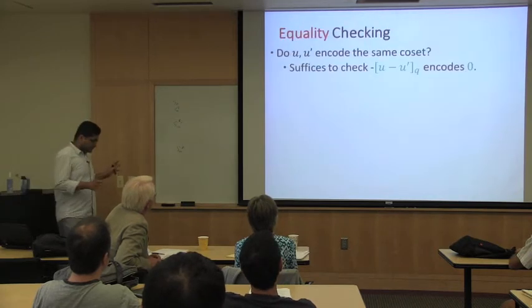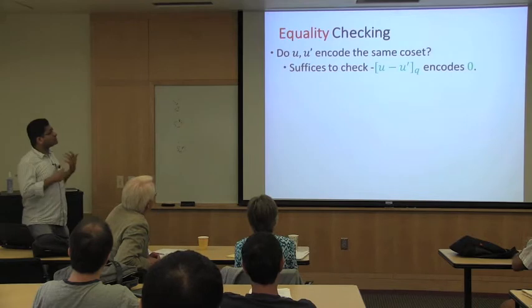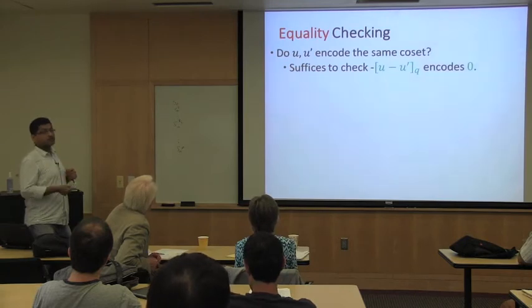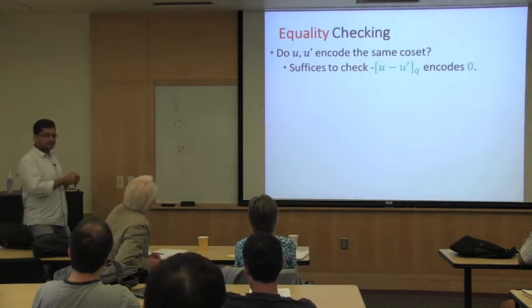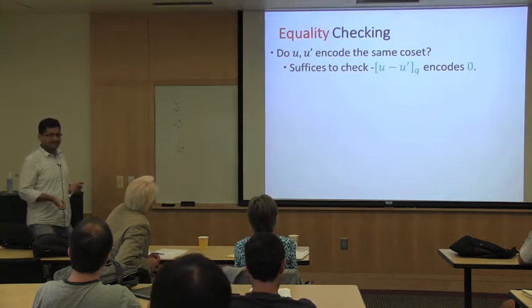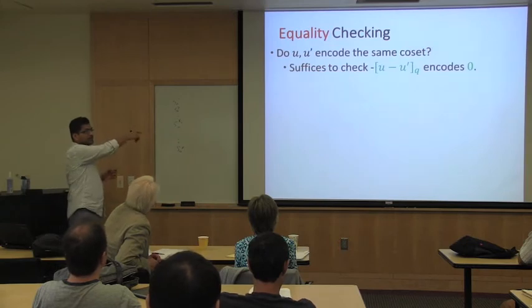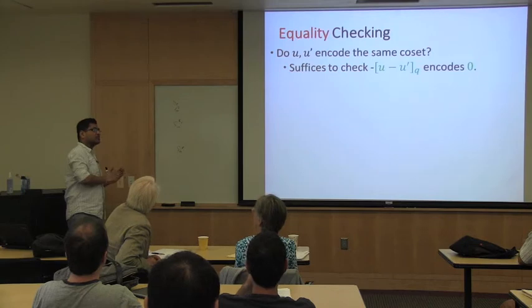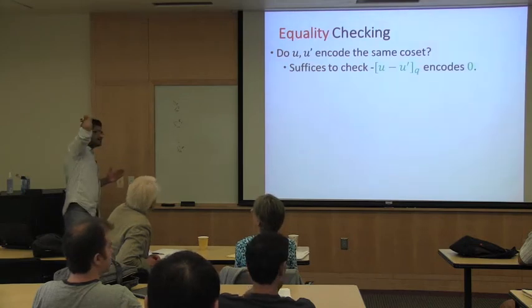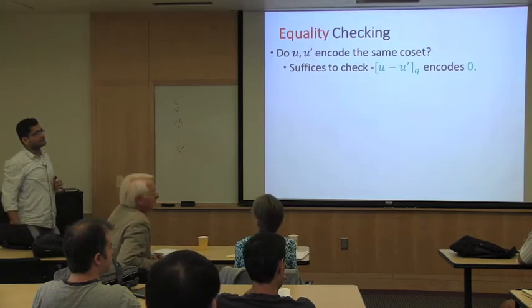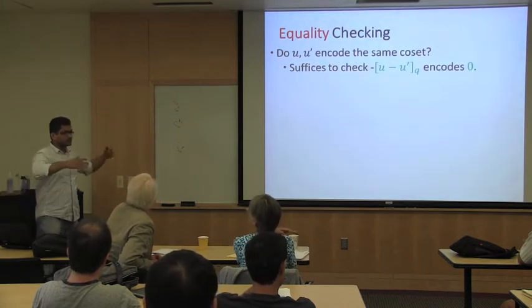Okay. So how does equality checking work? Note that it suffices to check at the last level that something encodes 0. If you can do that, then you can subtract the two encodings at the last level, check that it's an encoding of 0, and that's enough. By the way, that also answers your question as to how we check equality at lower levels. You can always multiply with the encoding of 1, go to the highest level, and then check equality at the final level.